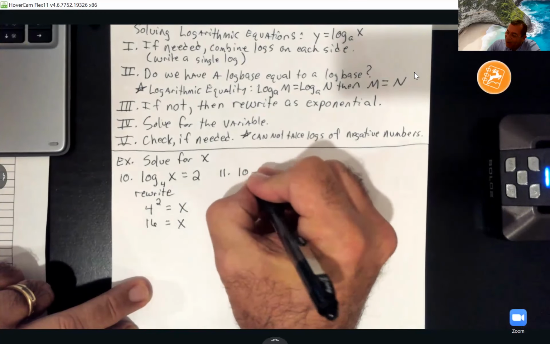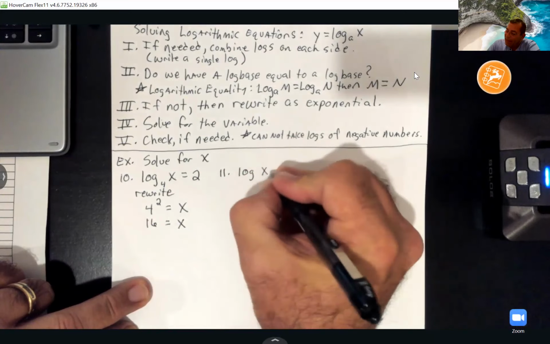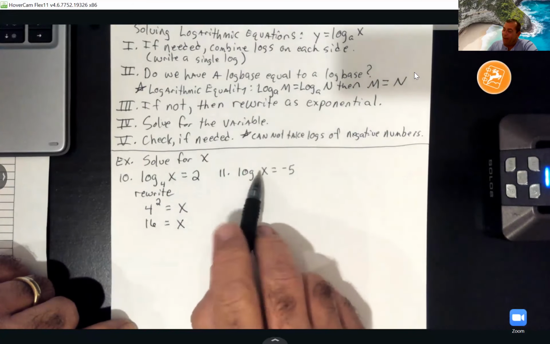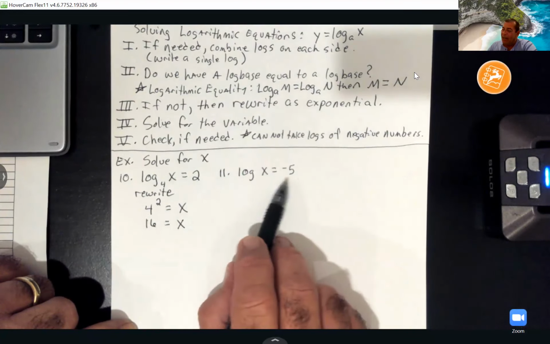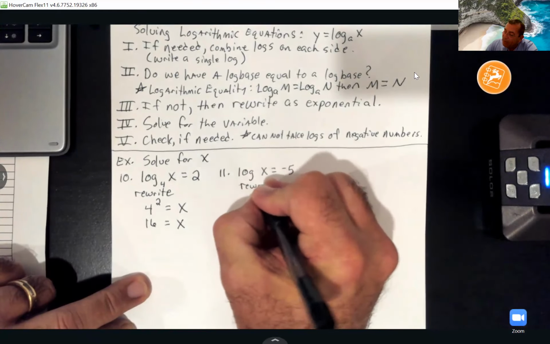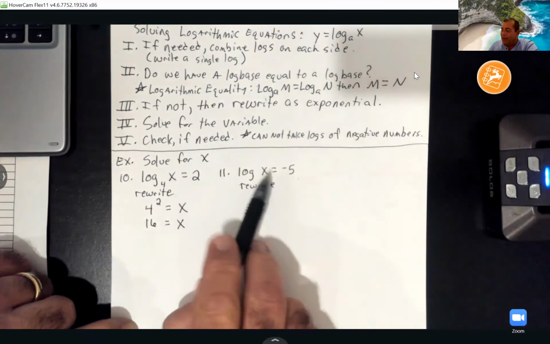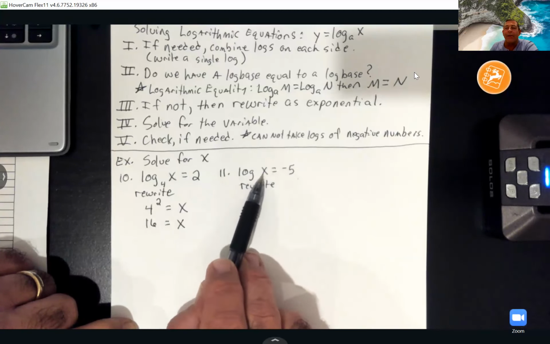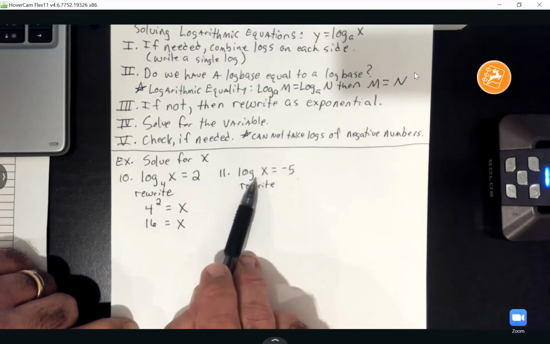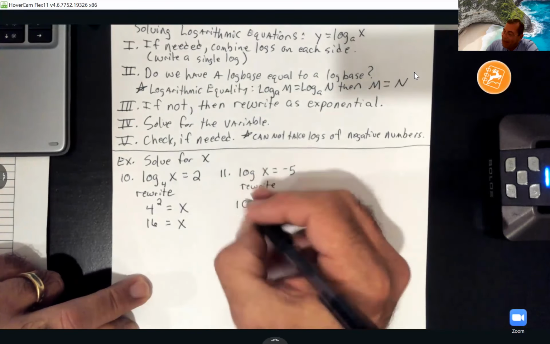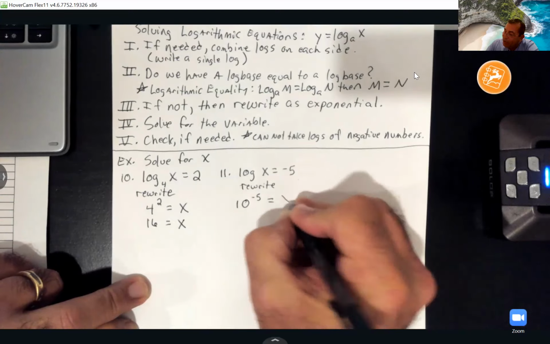All righty, here we go. Log of X equals -5. I only got one log here, so I can't combine. I don't have a log on both sides, so I'm going to have to rewrite this one. But here's the thing. This one doesn't have a base right here. What base did we say it is if there wasn't a number here? 10. The exponent is -5, and that's going to equal our X.